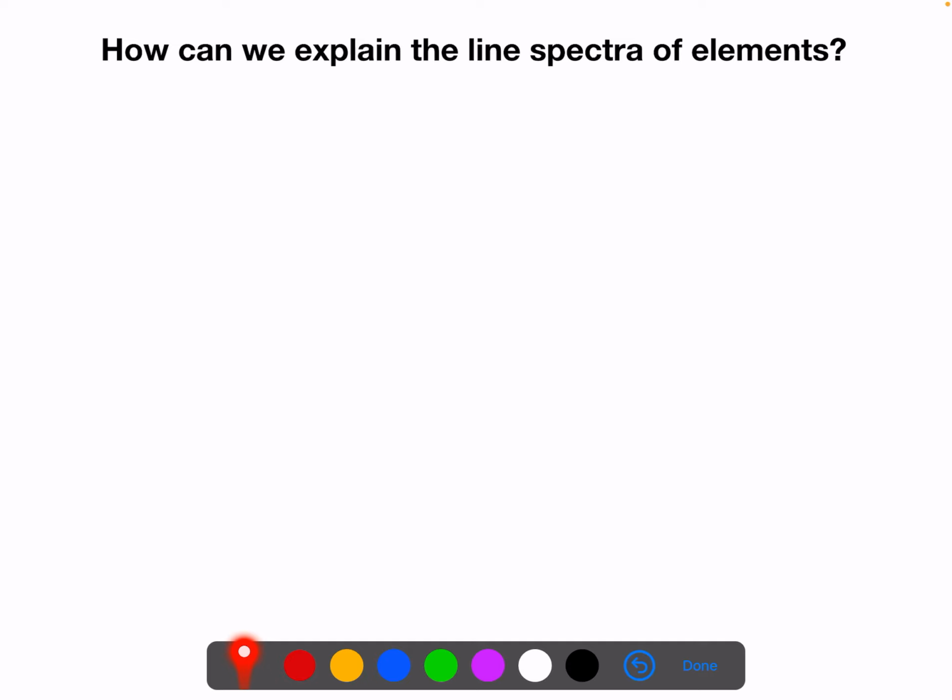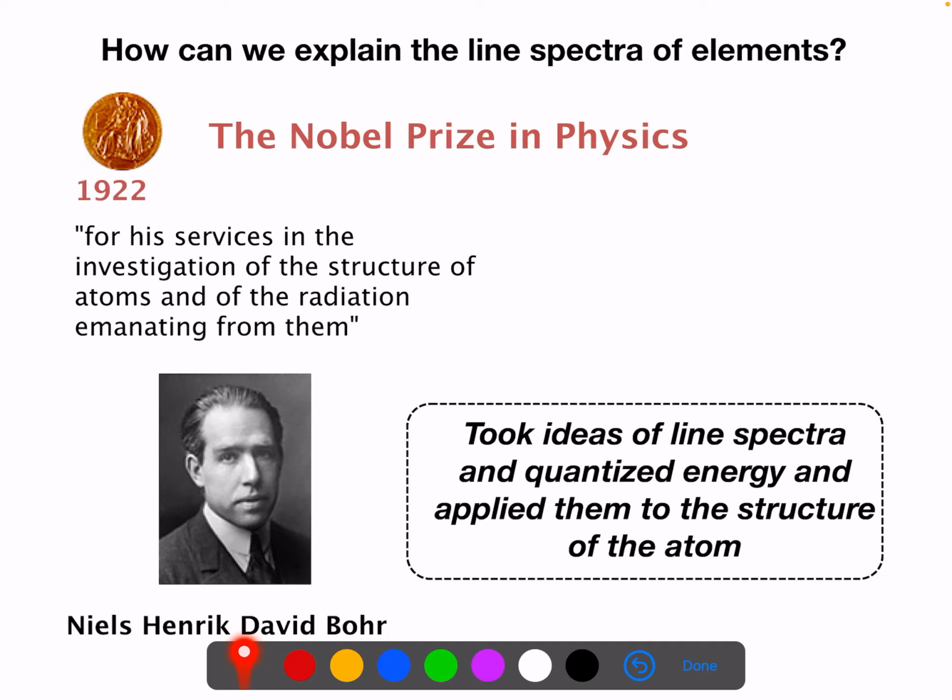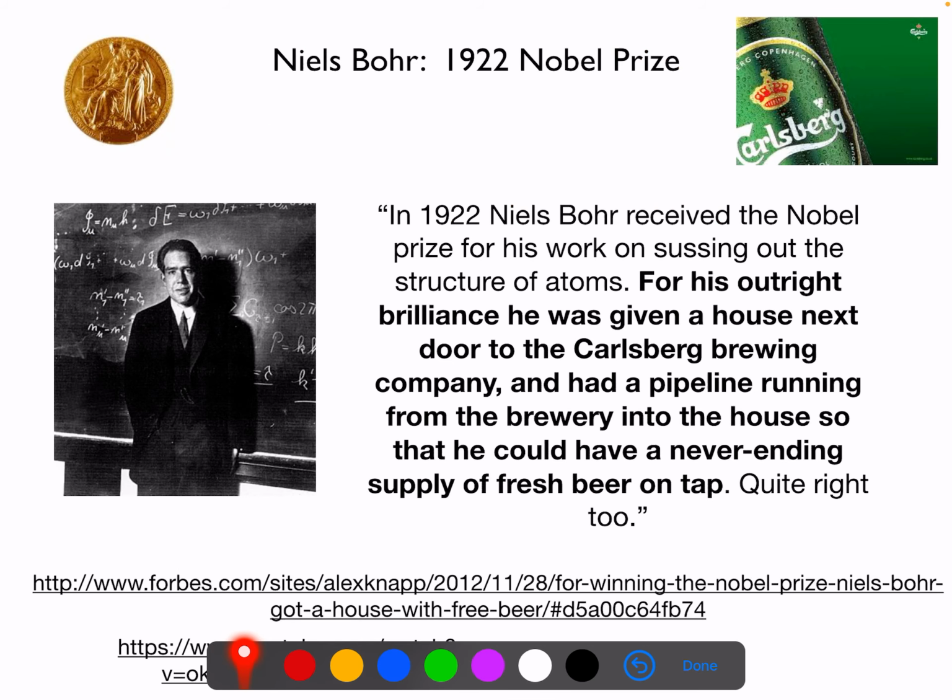And this confused people at the time, but in 1922, Niels Bohr won the Nobel Prize in Physics. He won it for taking the ideas of line spectra and quantized energy and applying them to the structure of the atom. So it was really this idea of we have these line spectra. What is going on at the atomic level to explain these wavelengths of light that we see?